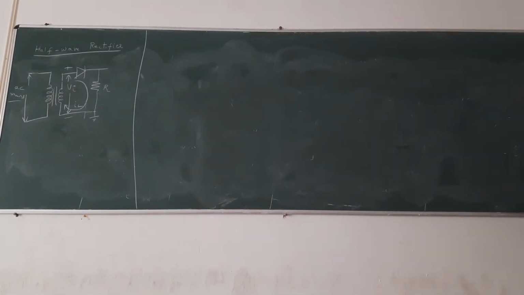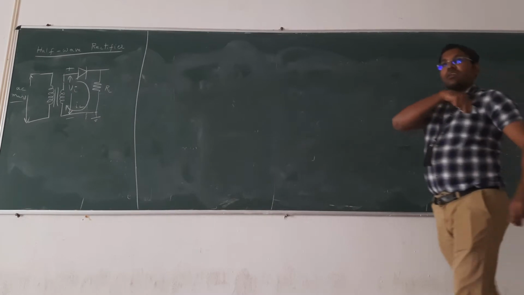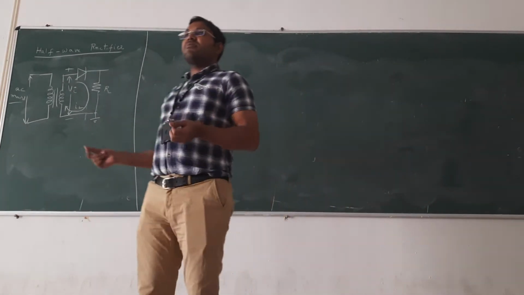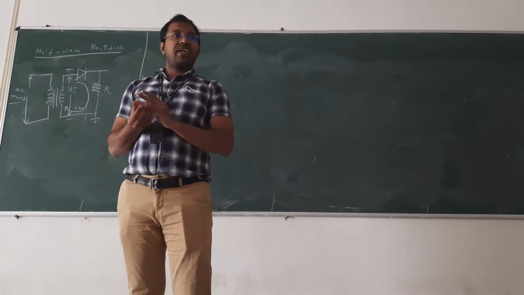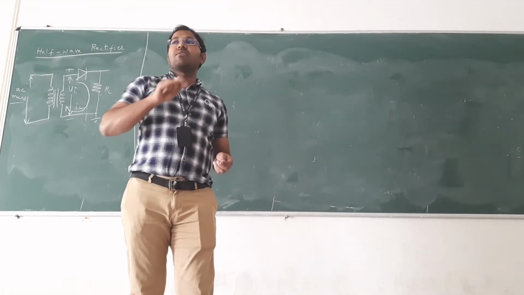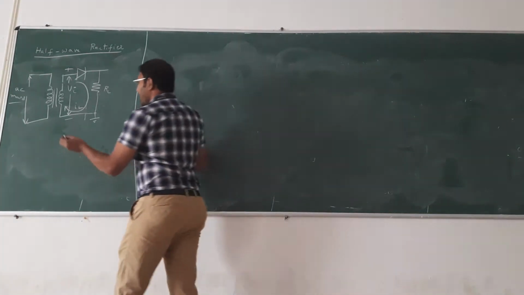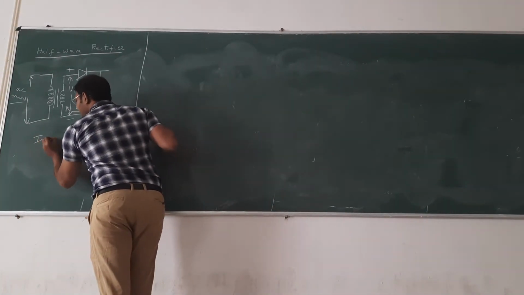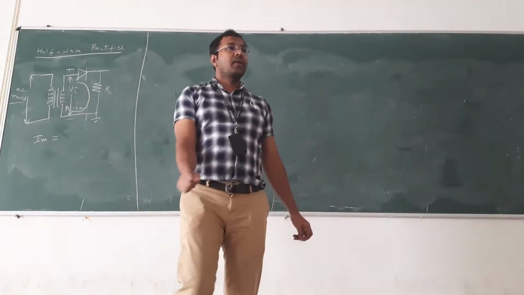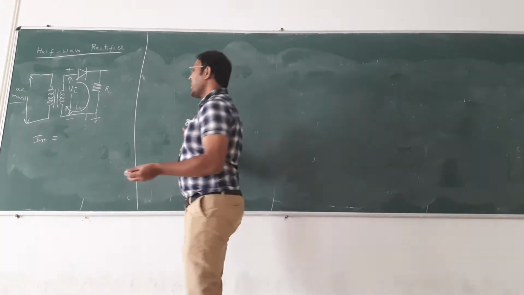In the previous class, we have seen the half wave rectifier circuit. We have derived a few expressions. What are the expressions we derived? IM. What was IM we got? Expression for IM.